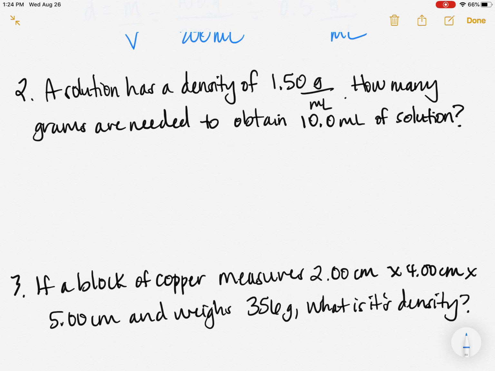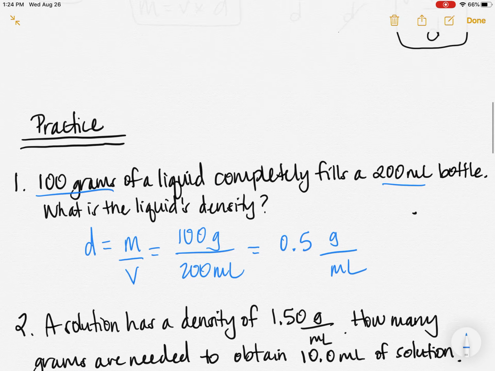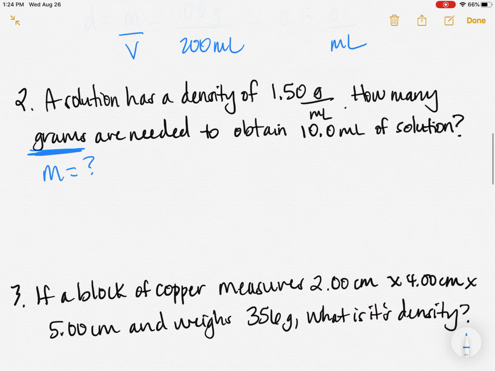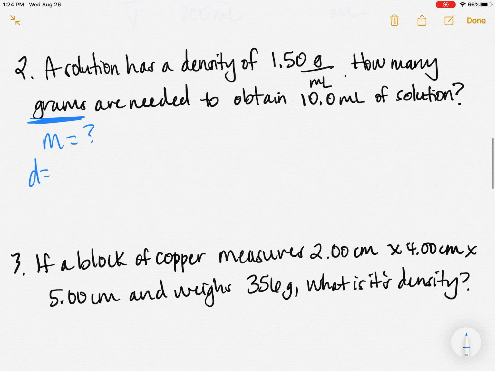Number 2, a solution has a density of 1.5 grams per milliliter. How many grams are needed to obtain 10 milliliters of solution? How many grams? So I'm looking for grams, which means I want to know mass. Okay, so we can scroll back up here and find the mass formula. However, I would prefer that we just derive it so that we can improve our algebra skills. So I'm looking for m, multiply both sides by v, and I get m equals v times d.